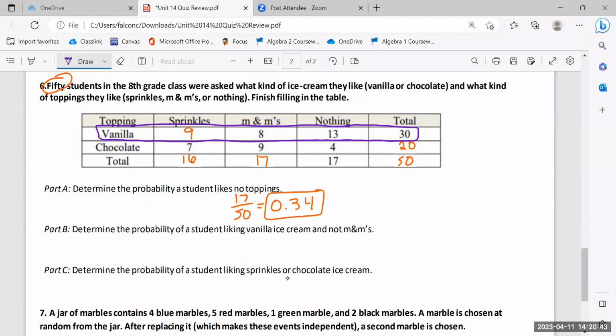At the same time, we don't want them to like M&Ms. So we want the kids that like the sprinkles, and we want the kids that like nothing. So we don't want the 8 kids that like the M&Ms. So we want the 9 and the 13 kids that like vanilla with sprinkles and vanilla with nothing out of the 50 kids in total. So again, we don't include the 8. So that would be 22 over 50, which is 0.44.